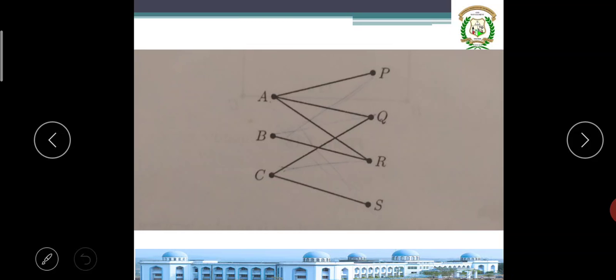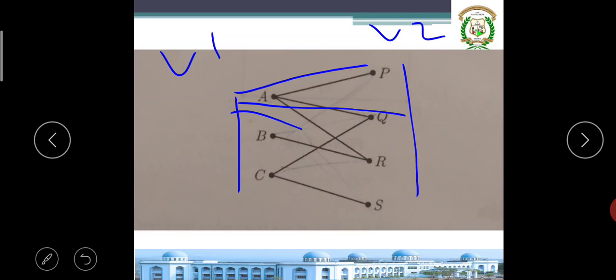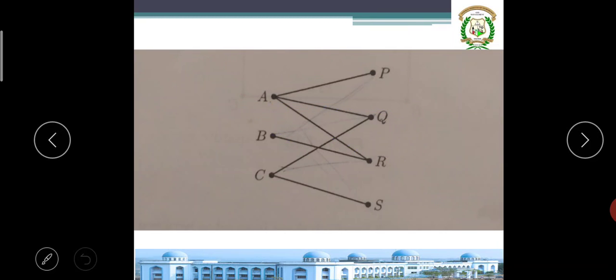Between vertex set V1 and vertex set V2 there are edges, and there are no intermediate edges inside a set. A to B edge is not there, B to C edge is not there, A to C edge is not there. P to Q edge is not there, R to S edge is not there, P to S edge is not there. This is called a bipartite graph.